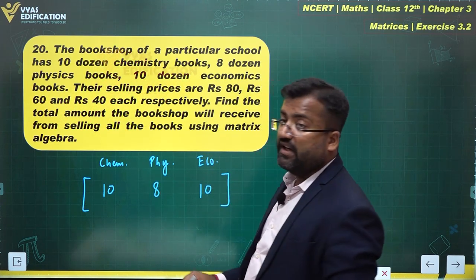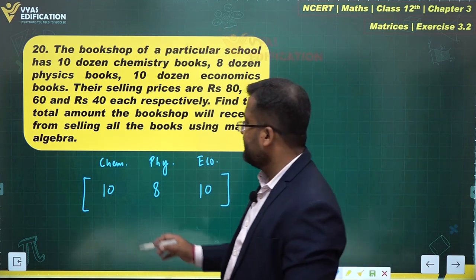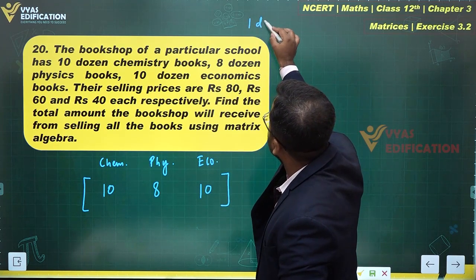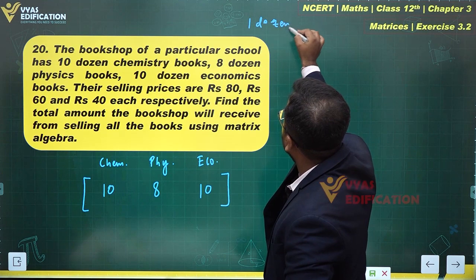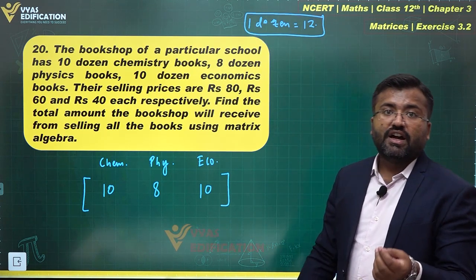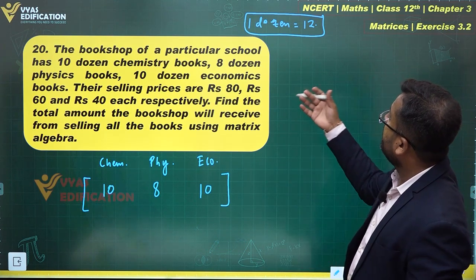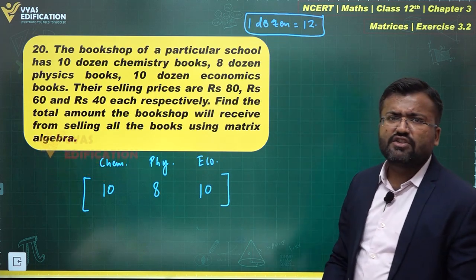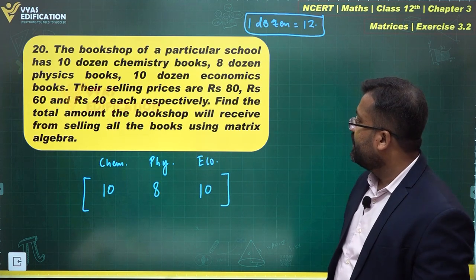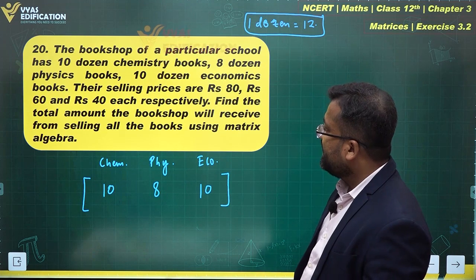We are talking about dozens. How many books are there in a dozen? In a dozen there are 12 books. A dozen is equal to 12. You may remember that. 1 dozen is equal to 12. A dozen bananas is equal to 12 bananas. In case we have a score of anything, one score is equal to 20 elements. So similar terms are used at different places.